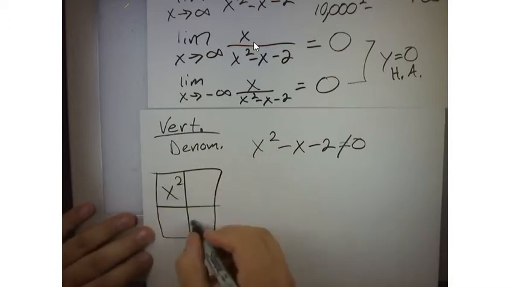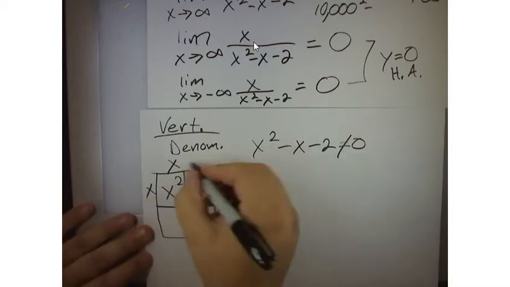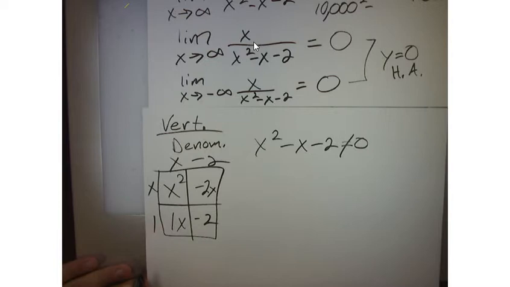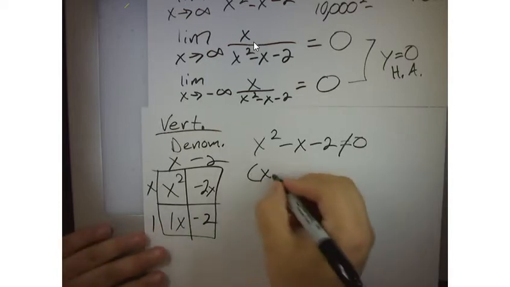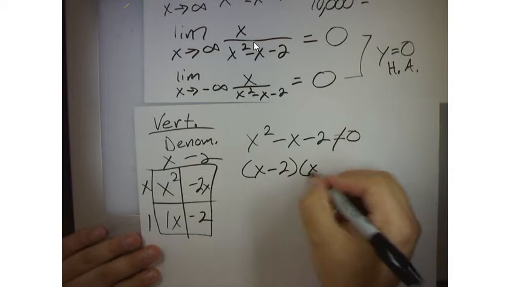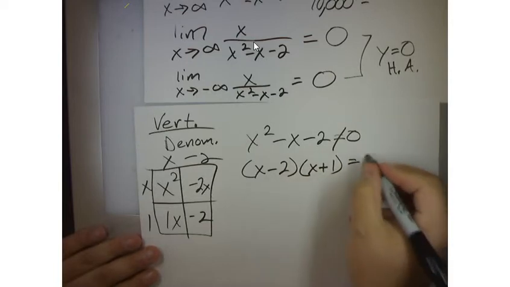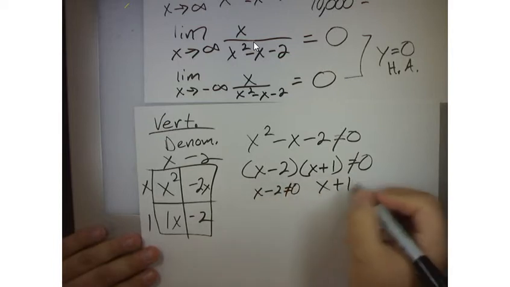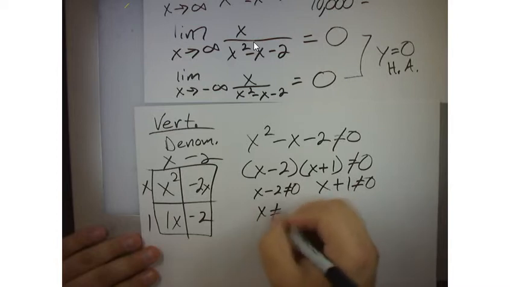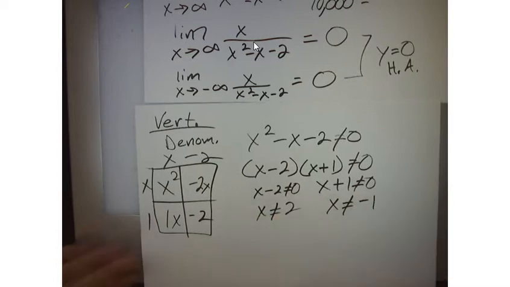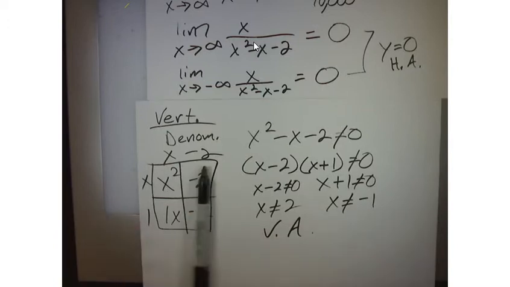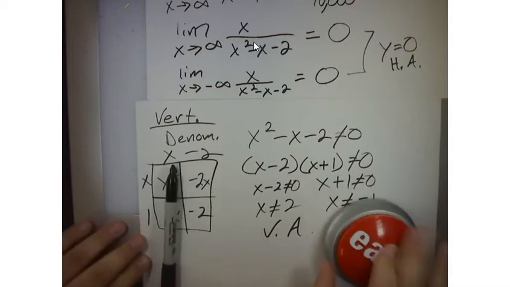If I take x squared and negative 2 and I put an x here and an x here, and maybe I put a negative 2 here and a positive 1 there, I get 1x minus 2x. Does that match up? Yes, it does. So x minus 2 times x plus 1 cannot equal 0, so x minus 2 cannot equal 0, or x plus 1 cannot equal 0, which gives me x cannot equal 2 and x cannot equal negative 1. Vertical asymptotes right there. That was easy.